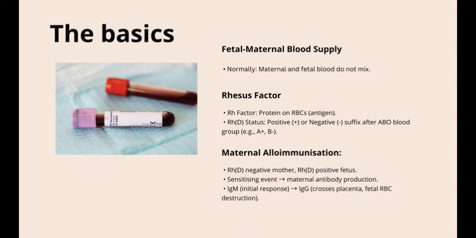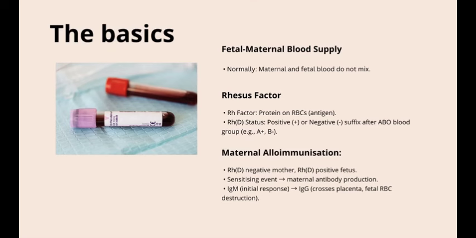Now, as I said before, the rhesus D negative mother who has a rhesus D positive fetus will have a sensitizing event, I should say, and they will have maternal antibody production. Initially, the IgM antibodies will not be able to cross the placenta, but the IgG longer-term antibodies do cross the placenta and cause fetal RBC destruction. And that's why it doesn't affect the current pregnancy, but it may affect future pregnancies.